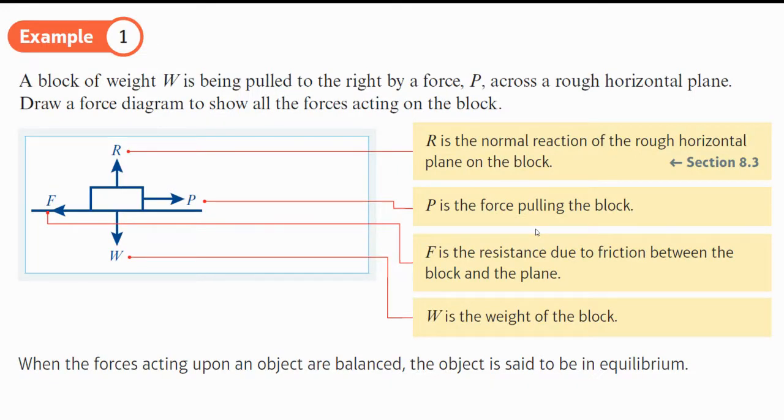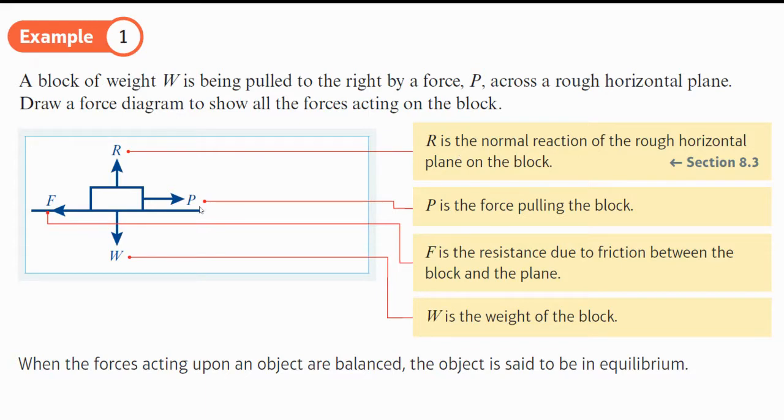So first example is a really quite basic one. It's a block of weight W being pulled to the right by a force P along a rough horizontal plane. Draw a force diagram showing all the forces acting on the block. Okay, so let's look at some of the words here. So weight, not mass, weight. It's being pulled to the right by a force P across a rough horizontal plane. So when it says rough, that means there is friction. If it said smooth, there would be no friction. And it says horizontal, which is across.